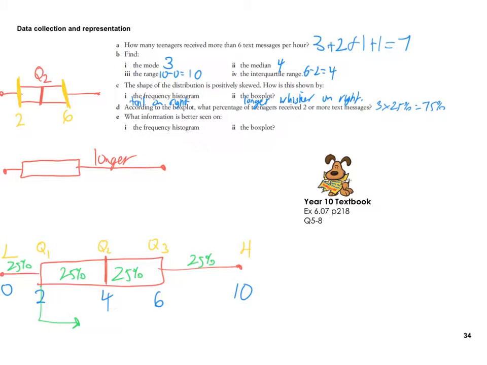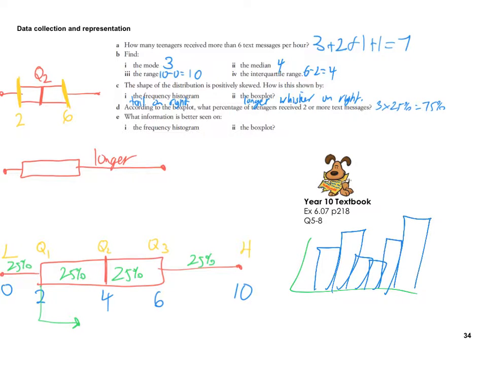Okay, and then part E. What information is seen better on the histogram and then the box plot? Well, obviously on a histogram, when you've got columns everywhere, the peak is easier to see. This is just a made up one by the way. So the mode is easier because you can literally see the peak. So mode, can see the peak easily.